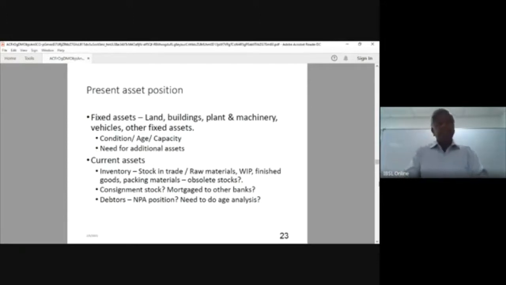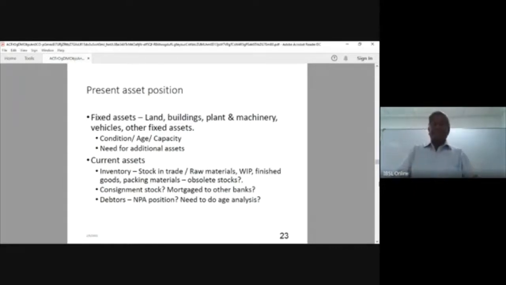Then check whether the stock is mortgaged to other banks. Sometimes you may go and see there may be good stocks. Because the customer may bank with various banks, they would have mortgaged the stock to another bank. He may say, no, this I will give you for the mortgaging. No, you have to check it.